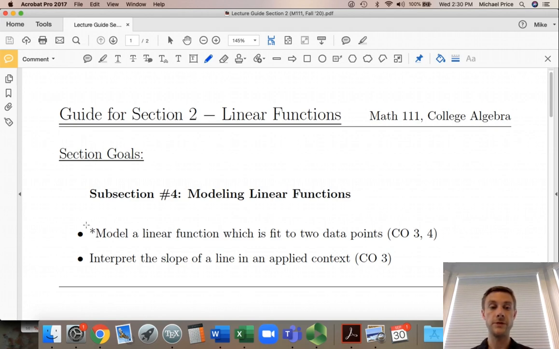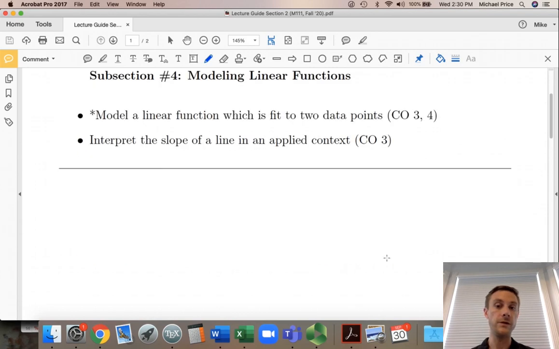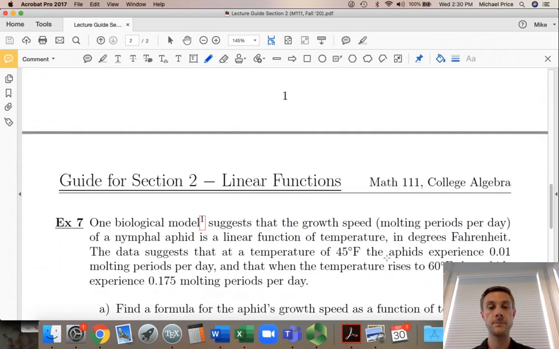So our learning objectives for this are to model a linear function which is fit to 2 data points. And we're also going to work on interpreting the slope of a line in an applied context. Because slope is kind of this really quintessential feature of a linear function, we want to make sure we not only know how to compute that, which is very valuable and we've been working on the last couple of subsections, but also how a slope gets interpreted in one of these word problems.